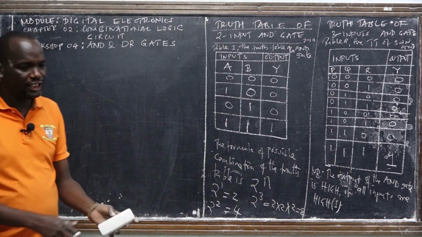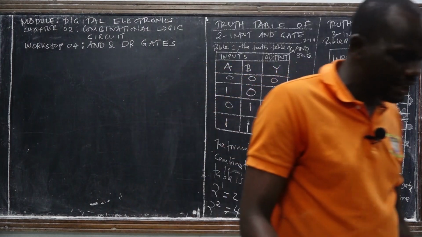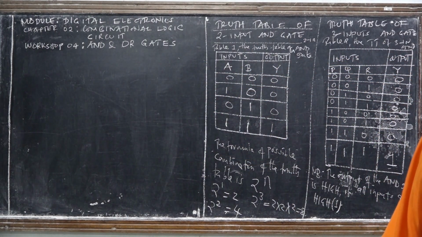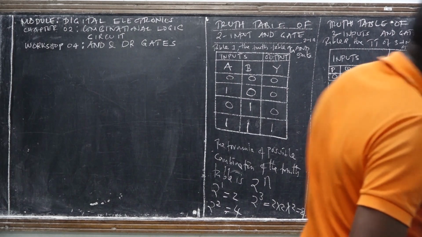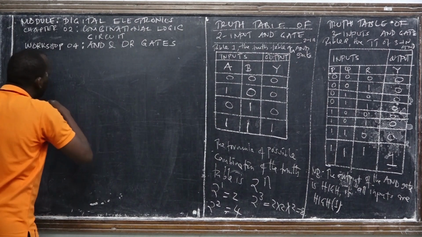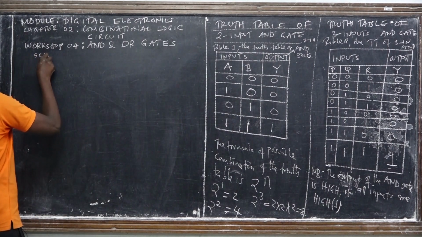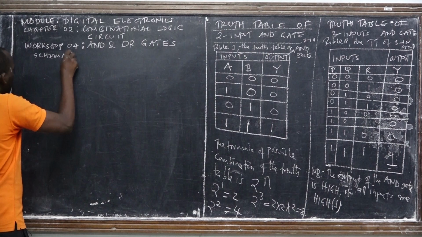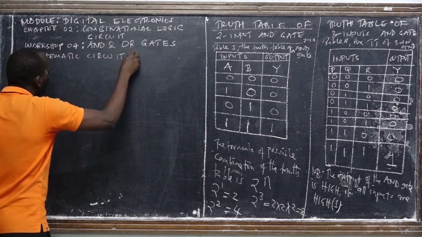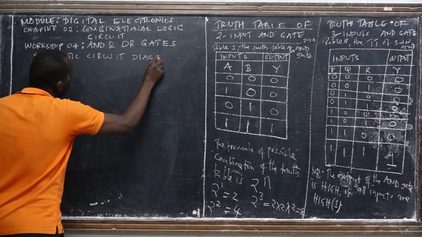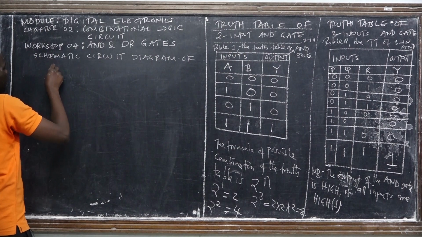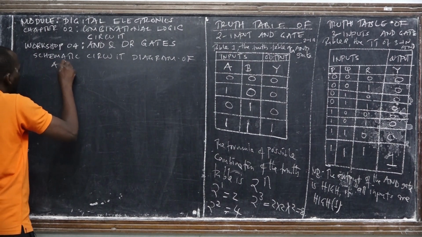Okay, so for the next part now, we need to know the physical appearance, the physical and the schematic circuit. The physical appearance of this AND gate, and so now the next concept is the schematic circuit diagram of the AND gate.